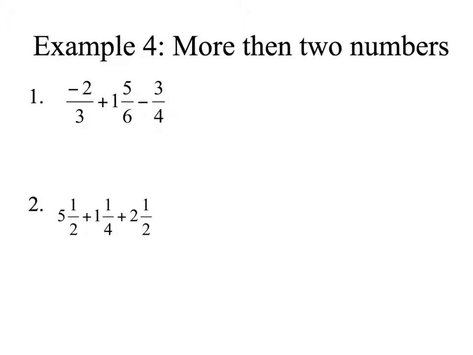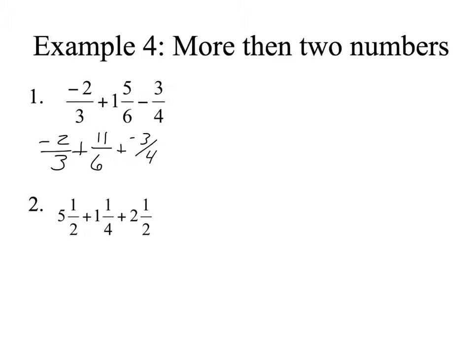So now we have the wonderful privilege of adding or subtracting more than 2 numbers. So you have to find a common denominator between all 3. First thing, make sure everything's in the same format. So everything in this case needs to be improper. We can't have one mixed number and the other ones with just a numerator and a denominator. So it's 11 over 6 plus negative 3 over 4.